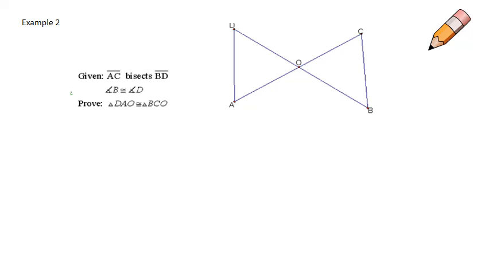So for example 2, pause the video whenever you need to and draw the picture and write down the given and proof statement. And also write down your two columns, statements and reasons. Also, this is point D up here, just in case you were wondering.